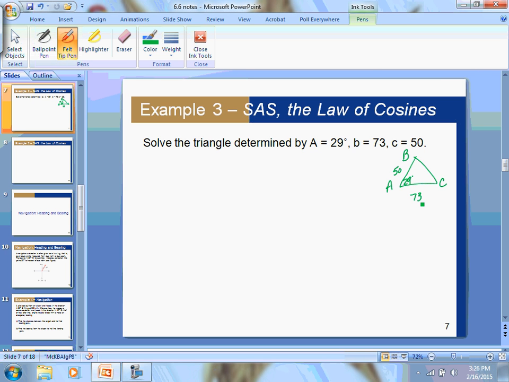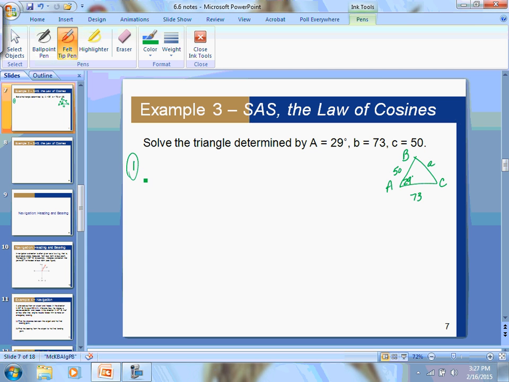So I can't set up law of sines because I don't have a side A across from angle A. So I have to do law of cosines to start this. Now, if I had side A, that would be super convenient because then I could use law of sines to finish off this problem. So, for my first step, I'm going to use the law of cosines to find side A. Then I'll be able to do the law of sines to find the other angles, B and C.